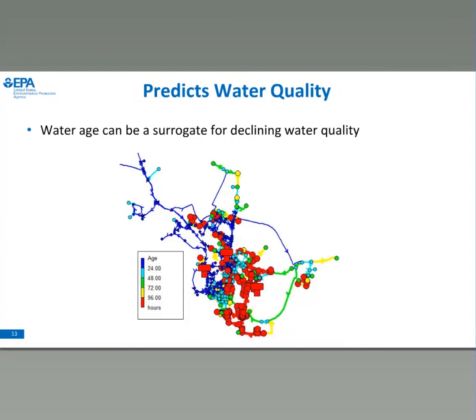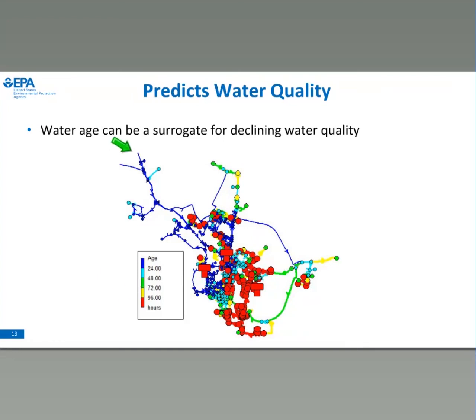In addition to the hydraulic conditions, you're able to predict the water quality. One water quality metric that is commonly used is the water age, which can be a surrogate for declining water quality conditions or low chlorine residual. So in this map, we're looking at the water age ranging from less than 24 hours to greater than 96 hours.